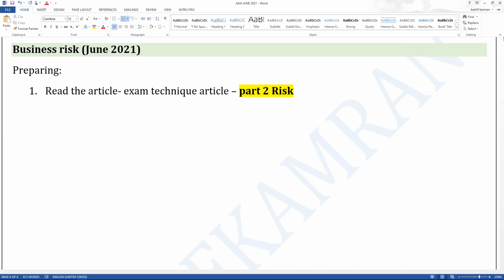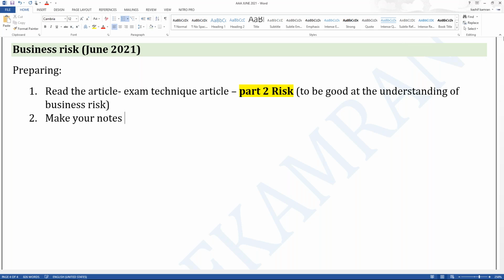But you will read the article, exam technique article part 2 risk, to be good at the understanding of business risk. That's number one. Now, once you're good on the understanding of business risk, you know what is a business risk, you know the examples of business risk, and you've read the article, make your notes. Make your notes after reading the article, right? Now, once you know what is a business risk and you have made your notes, the next, what will you do? You will read examiner criticism on business risk.